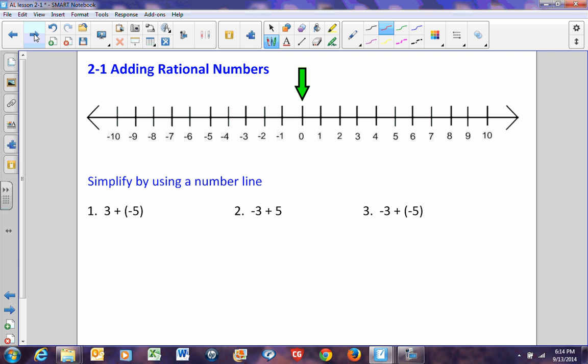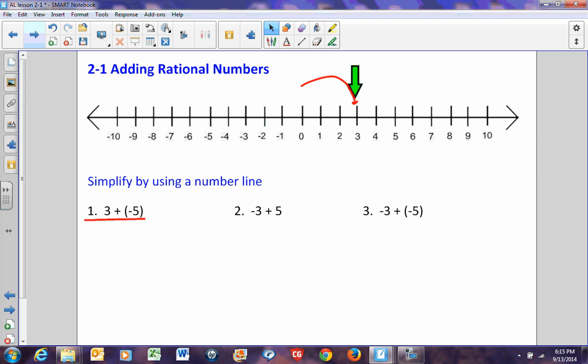Most of the time, when we first introduce adding rational numbers, we talk about using a number line because a number line is very helpful. It's a very visual representation of how to add rational numbers. Let's say we have the problem 3 plus -5. If I start off at 0, the first thing I would do is go over 3 units to here.